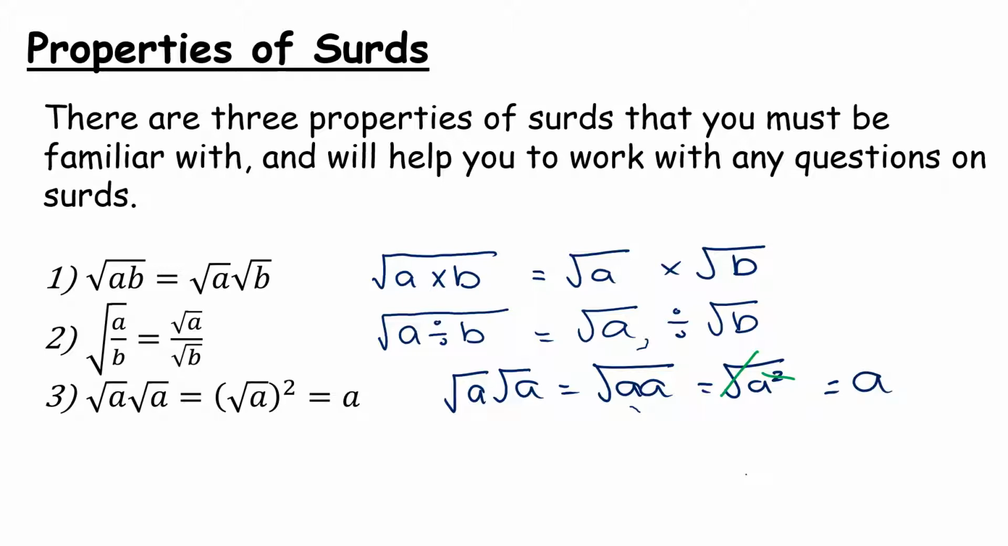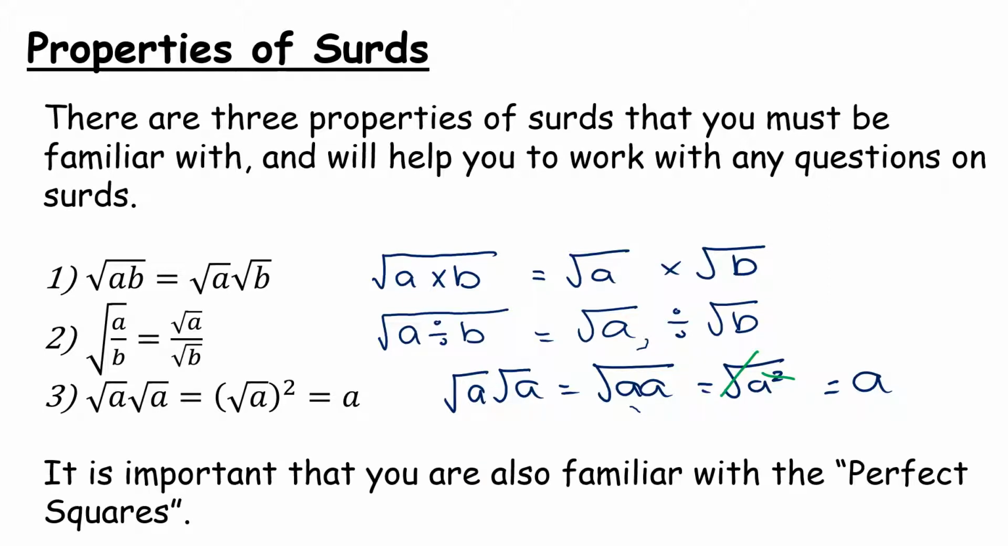It's like the square root squared, or you can use it like we had in the first property, where you're working backwards, putting them back under the same square root. Both will lead us back to A. So it's also important that you're familiar with the perfect squares. We would have talked about this when we did our factorization, specifically the difference of two squares.